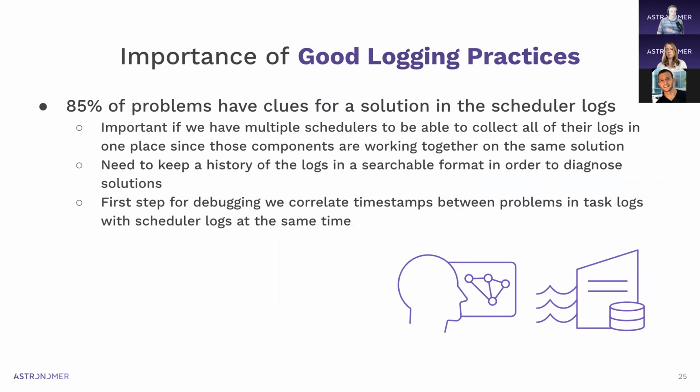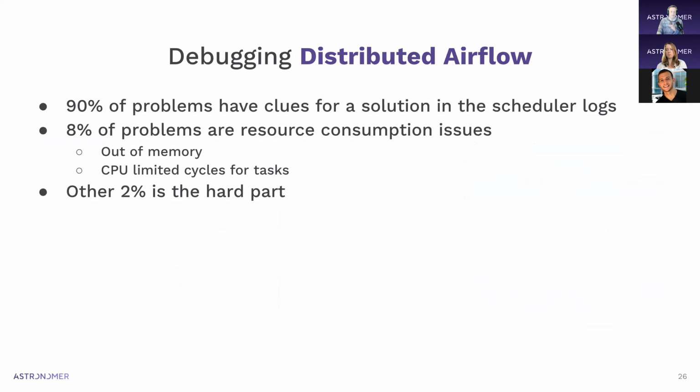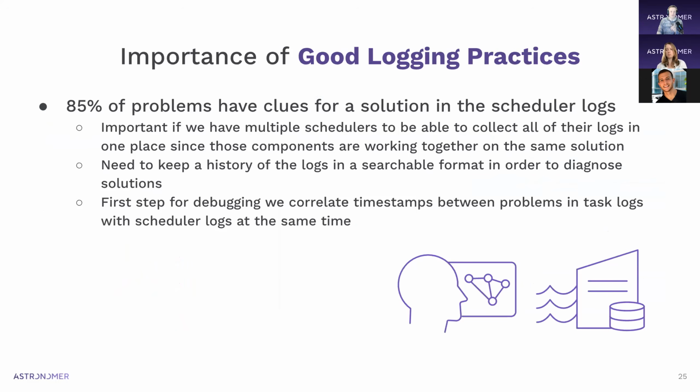Like I said, 85% of problems, and I have a little bit of a mismatch here. I changed it to 90 because I got more confident that the scheduler logs are a really great place to look. So I would change this 85 to a 90%, if that makes any difference. And it's important, if we have multiple schedulers, to collect all those logs in the same place, like I said, and those components are all working together to get to the same solution.